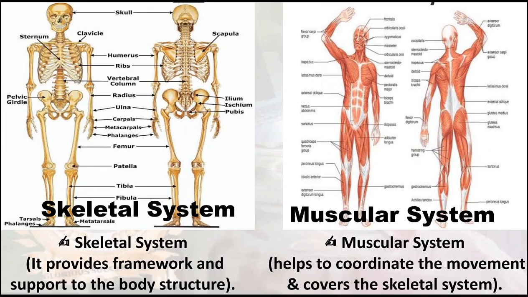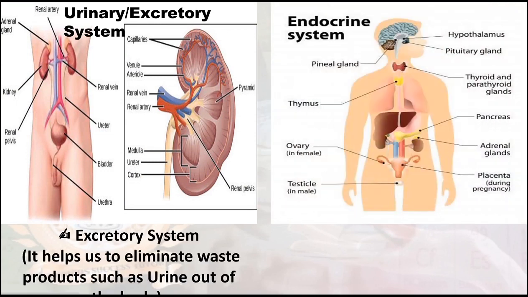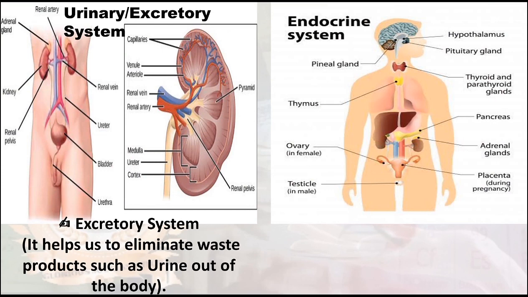Of course, there are 3 types of muscles, but when you get to higher classes, that will be exposed to your understanding. So now, the next thing I want us to discuss is urinary or excretory system. What do you mean by urinary or excretory system? This is the type of system that helps us to eliminate waste products, such as urine, from our body.